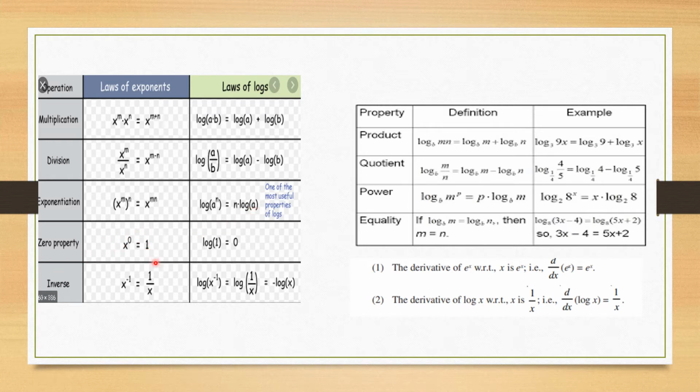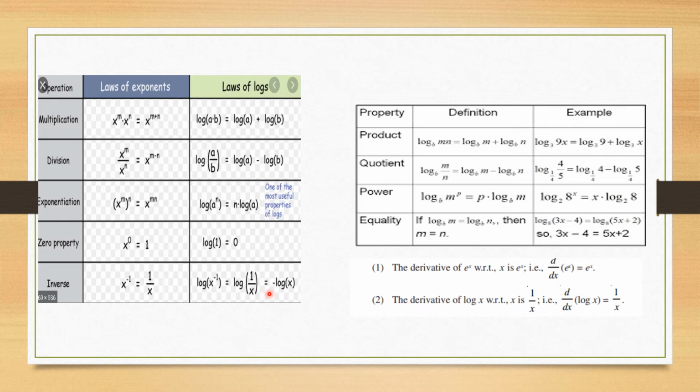The zero property was there: anything raised to power 0 is 1. So here it is applied as log of 1 is equal to 0. The inverse property of exponents was like x raised to power minus 1 can be written as 1 upon x. Now log x raised to power minus 1 can be written as log 1 upon x, and using this property, it will be written as log 1 minus log x. Now log 1 is 0, so it will be minus log x.